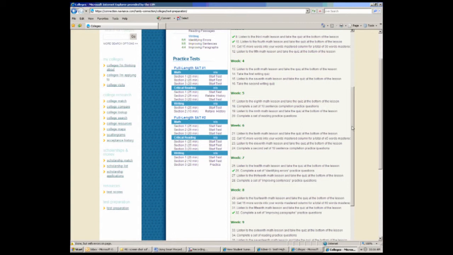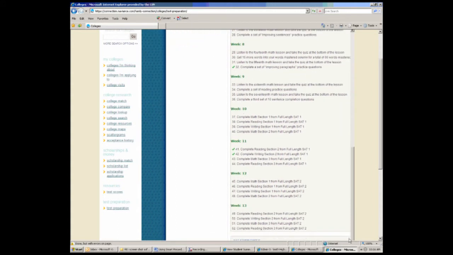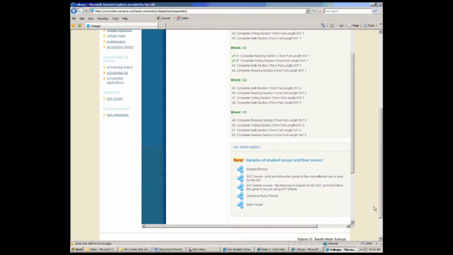As you can see, there are two full-length SATs that will be scored, and there are a variety of individual tutorials that a student can complete as well. As I mentioned, there's information that can be downloaded and printed. That information can be found in this box.